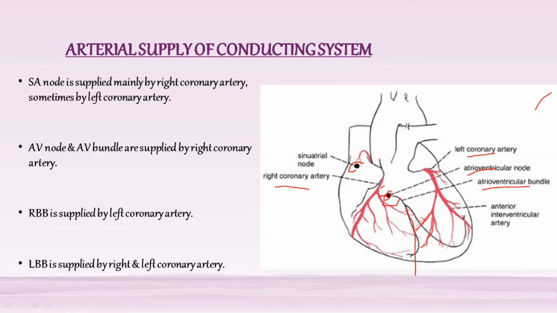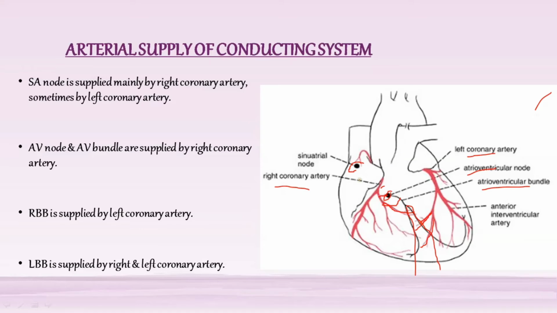Look at the picture. These are the branches of the left coronary artery which are supplying the right bundle branch. Now look at the left bundle branch. This is the left bundle branch and it is supplied by branches of both the right coronary artery and the left coronary artery. Now look, these are the branches of the right coronary artery which are supplying the left bundle branch, and these are the branches of the left coronary artery which are also supplying the left bundle branch.